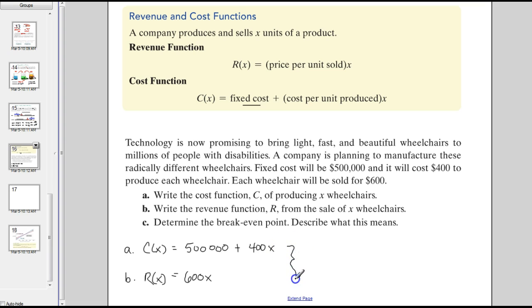Break-even point is where cost equals revenue. So we set these two equations equal. We set cost equal to revenue, and we solve for X. That'll give us how many we need to sell. And then when we plug in that X into either one of these, it'll be the same because they're equal. Easiest to set it into this one. And that'll give us the cost and the revenue earned for producing that many items.